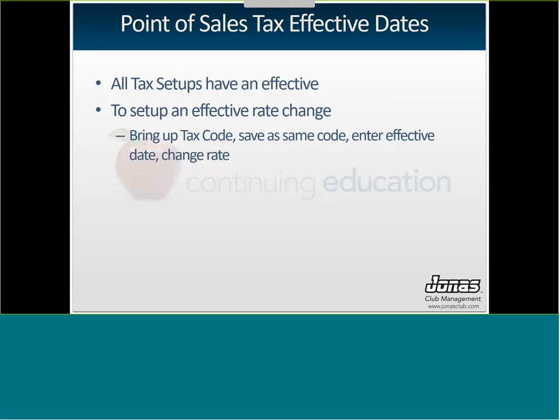All tax setups have an effective date, so you can set up an effective rate change by using the same tax code. So if your tax code is, for example, A, you would use A again. You would set up a new tax code, select the A, and then put in the new effective date, the one that's coming up, and just put in the new information there.